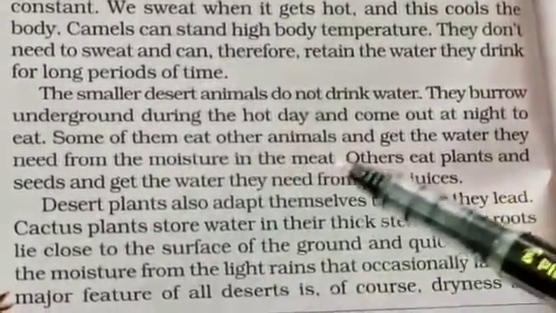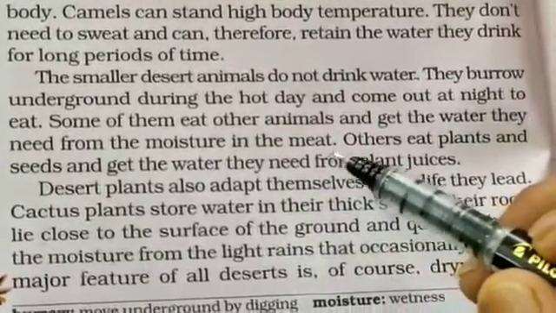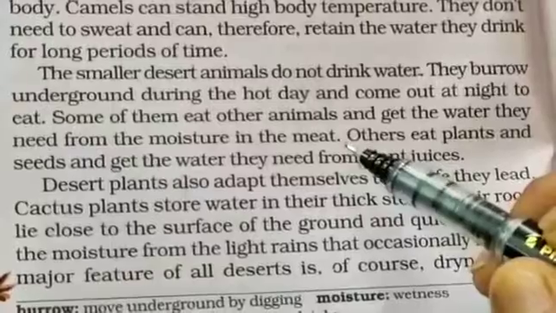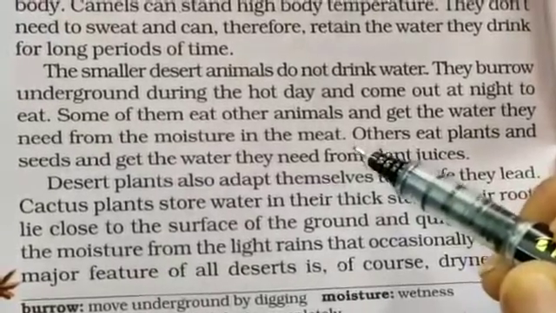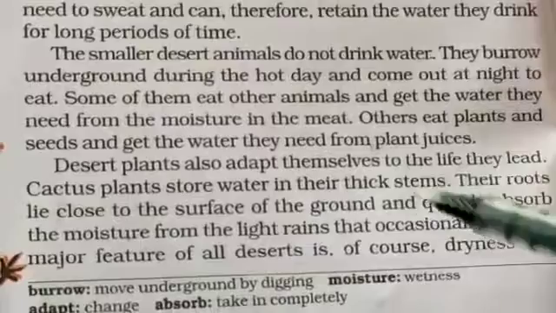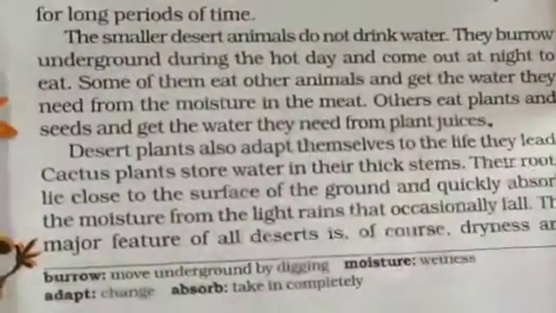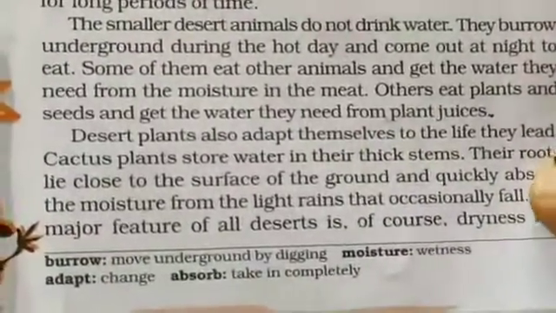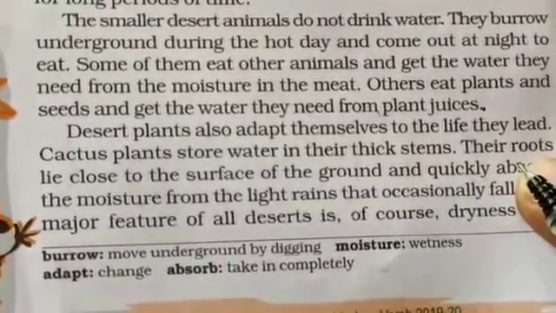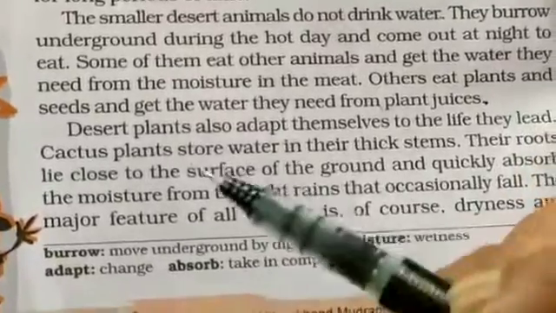Some of them eat other animals and get the water they need from the moisture in the meat. So they do not drink water. So how do they get water? That is by eating other animals. Others eat plants and seeds and get the water they need from plants and juices. So what the author is trying to say here is that the animals who survive in a desert either get their water from animals they eat or plants they eat.